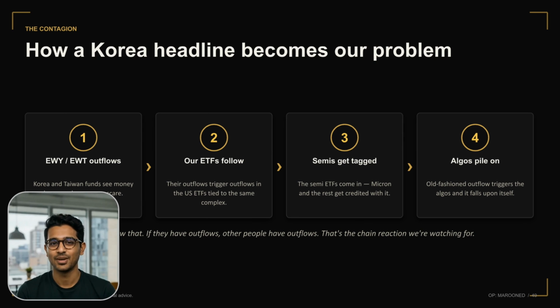A simple chain reaction links a local headline to our market environment. It begins with outflows from Korea and Taiwan funds, which trigger selling in US ETFs. This impacts semiconductor names. And finally, algos amplify the trend. We are watching this interconnected contagion closely.